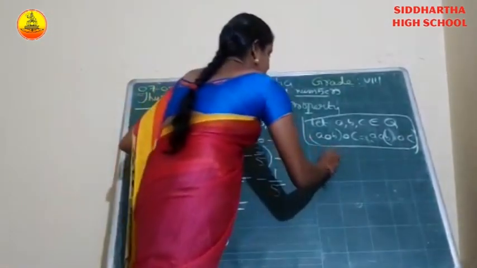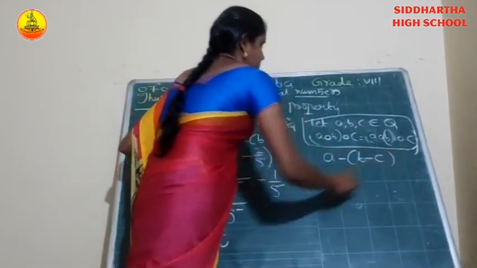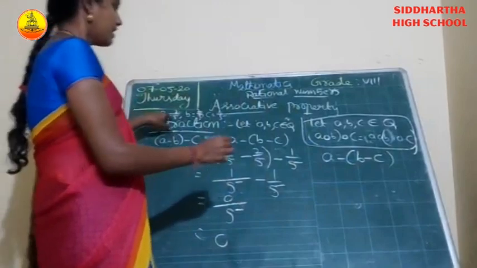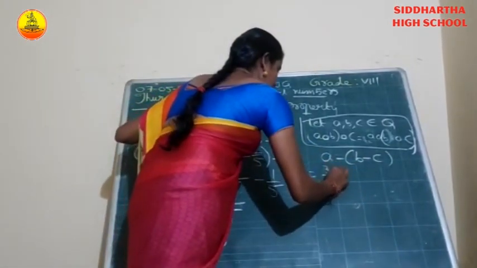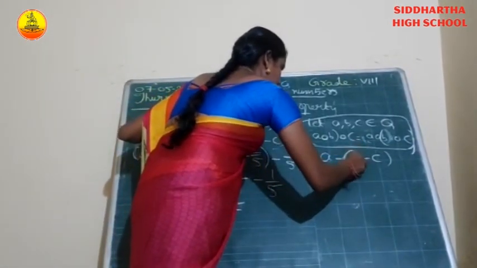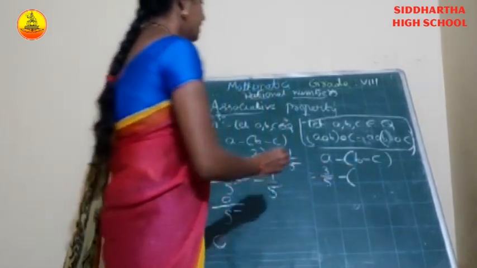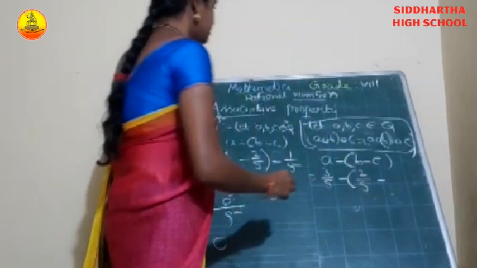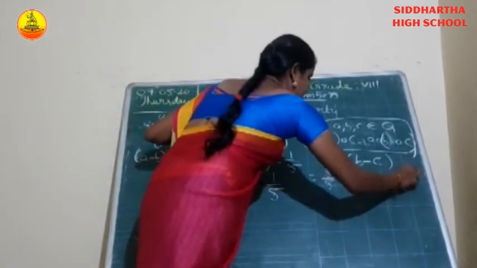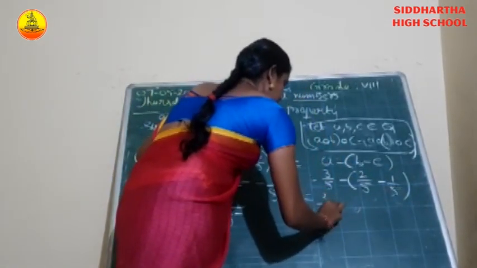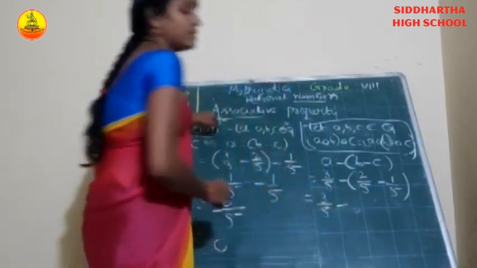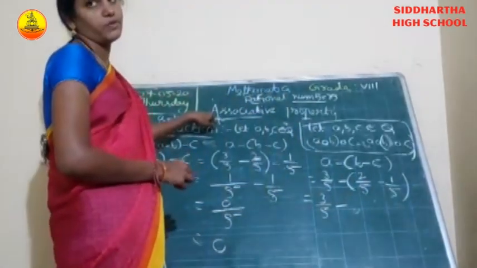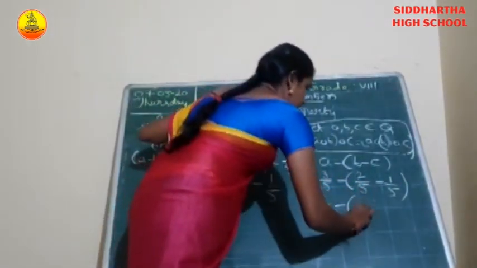Now A minus (B minus C). What is the value of A here? 3 by 5 minus open bracket. What is the value of B here? 2 by 5 minus, what is the value of C? 1 by 5. Close the bracket. 3 by 5. Brackets are very important. First of all you have to solve the bracket only. So what is the common denominator here? 5.